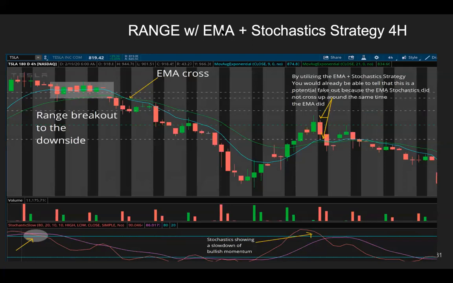Range with EMA plus stochastic strategy on the 4 hour. Obviously you have the range here, EMA crossing to the downside, and the range breaks out to the downside. You had a shift telling you there's a potential shift here, and then it basically crossed over again down here, right? Because you can essentially say that this might have broken to the upside, but what did the EMA do instead? This is one of those ways you can prevent yourself from entering a fake out. This is just one of those ways, right?